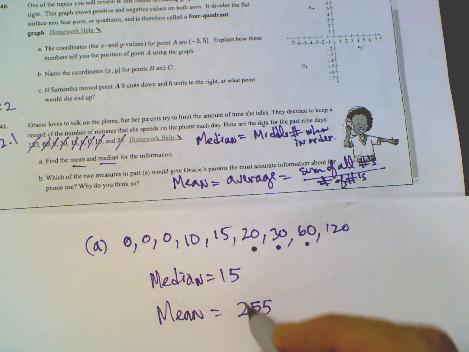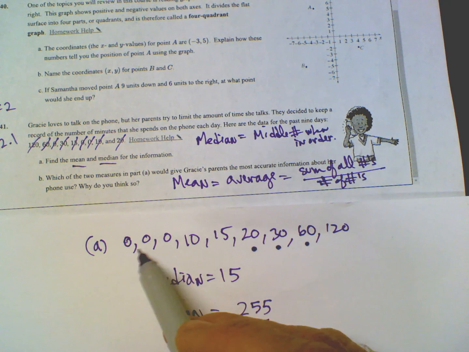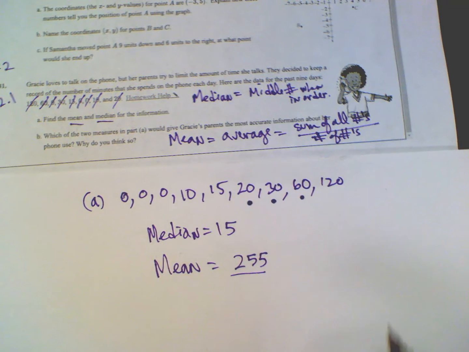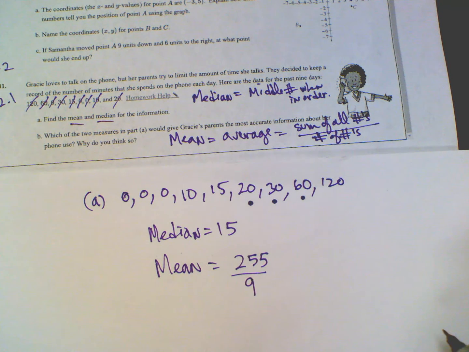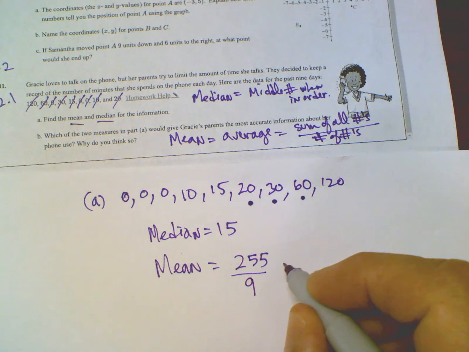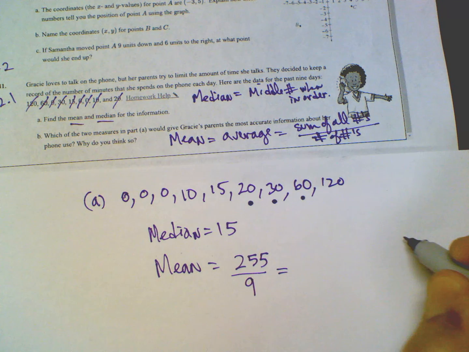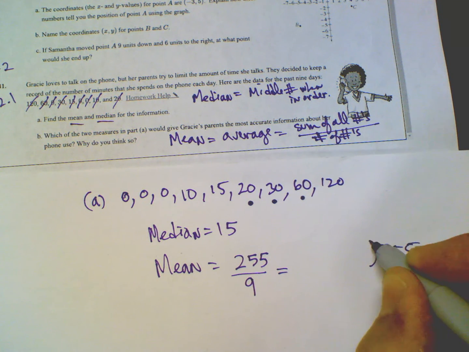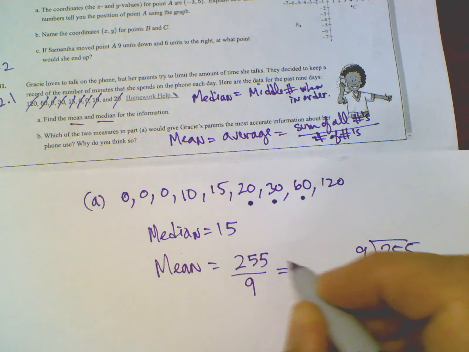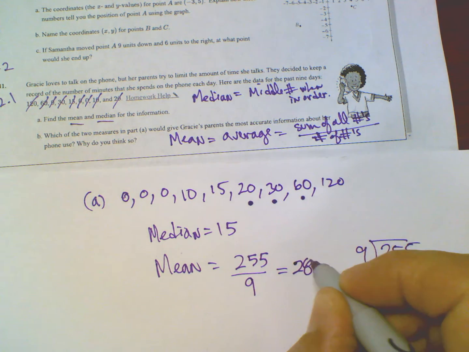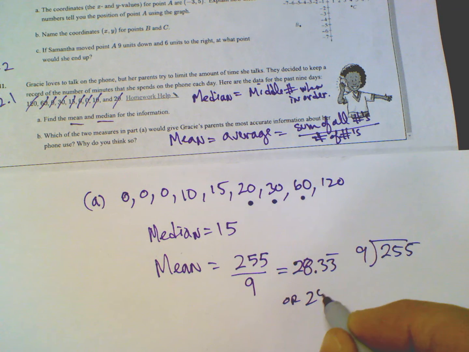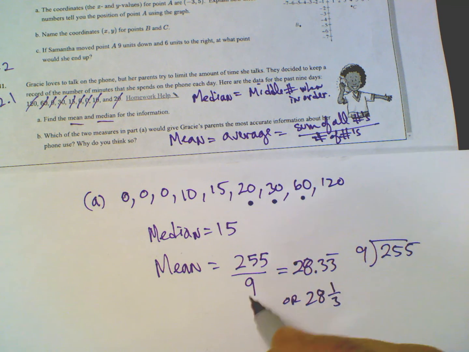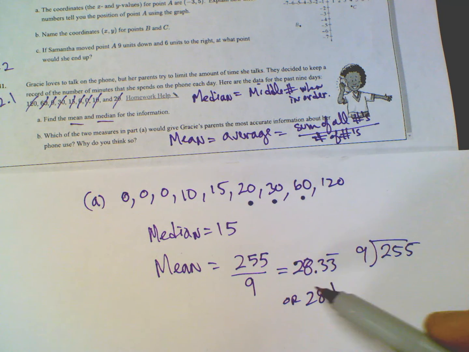Let me double check myself. Yeah, 255. So 255 divided by, now those zeros do matter now because I have to divide by what? The number of numbers. So each of those count as numbers. So there's 9 numbers. So I need to take 255 divided by 9. I can do the math, long division, however you want to do it. If you did the long division, you're going to end up with 28.33 repeating. Or you could say 28 and 1/3 if you did it as a fraction. Okay, so that's my mean.